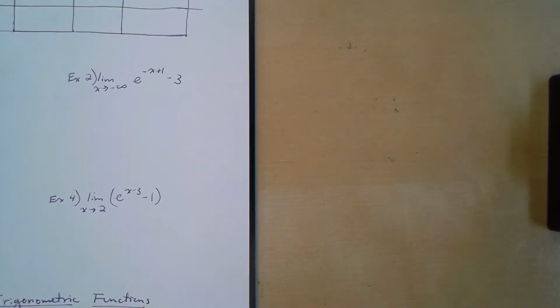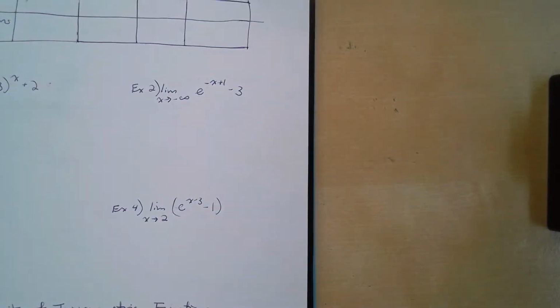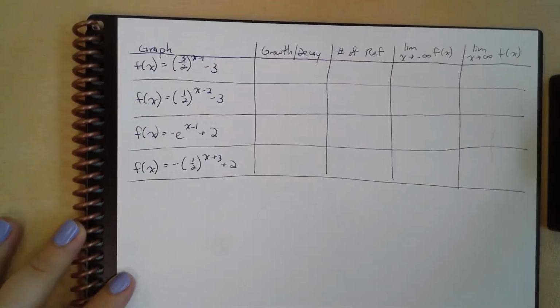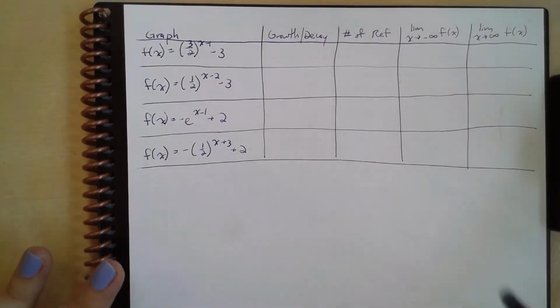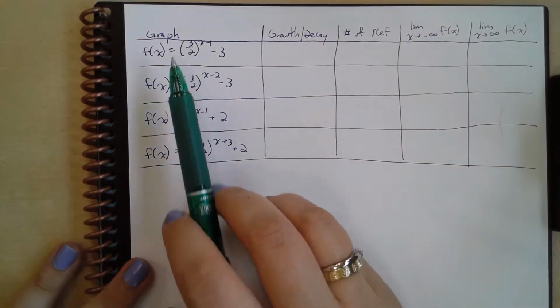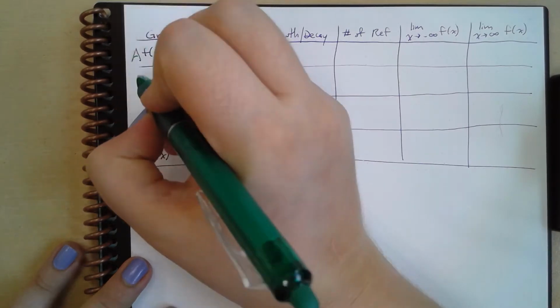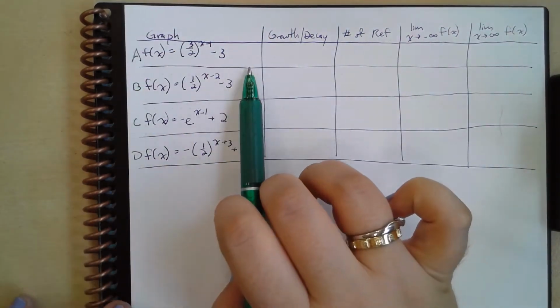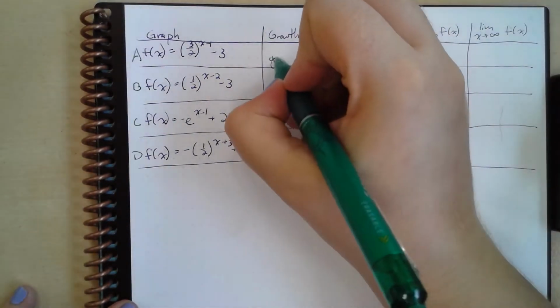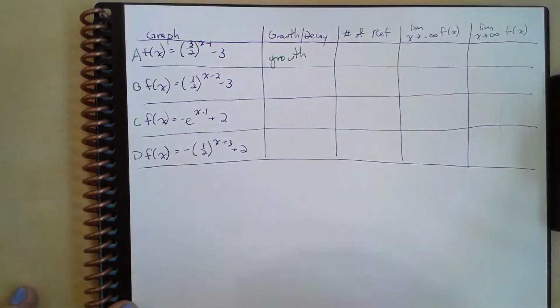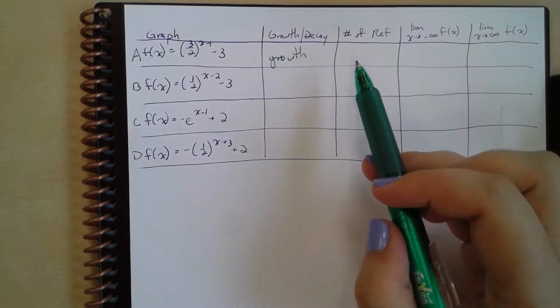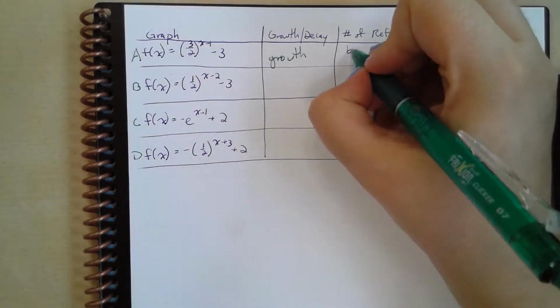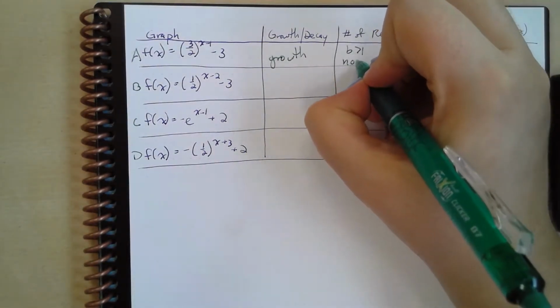I'm going to switch over pages. I'm a little bit out of order, but hopefully you can forgive me. So if you go back and look at those graphs, that first graph we did was letter A, and this was letter B, C, and D. This first graph had a growth. And it had how many reflections? Well, in this case, b was greater than 1. It had no reflections, none.